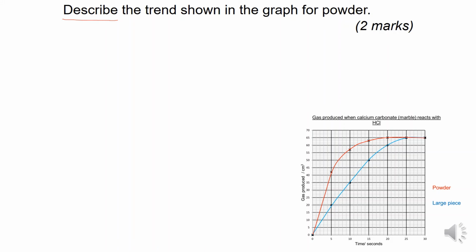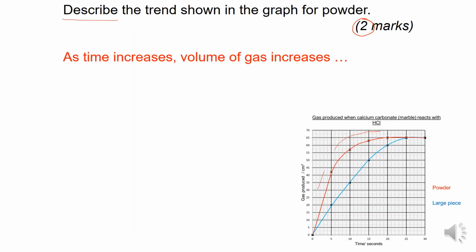Now, because this is a 2-mark question, we would need to be making sure that we say 2 separate things. And if we look at this graph for powder, which is the red one, we can see that it goes up quite steeply and then it ends up tailing off. And if we describe what we're seeing, that's what we'd say. As time increases, volume of gas increases. Now, one thing just to point out is that if you're asked to describe a trend, you always have to make a link between what is on the x-axis and what is on the y-axis. And that's what we are saying for describing a trend. As x changes in this way, y changes in this way. So as x increases, y increases, but use the labels from the axes.